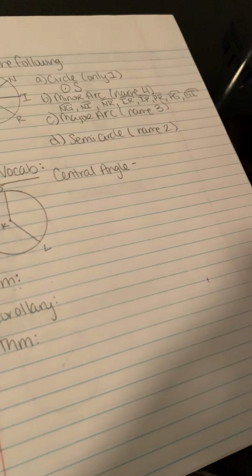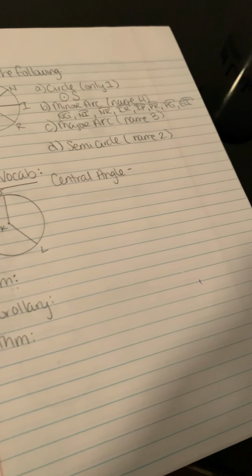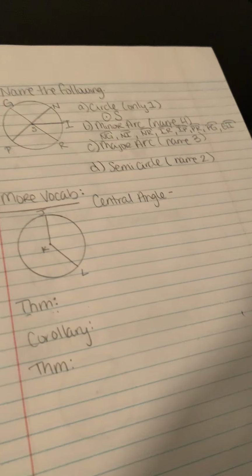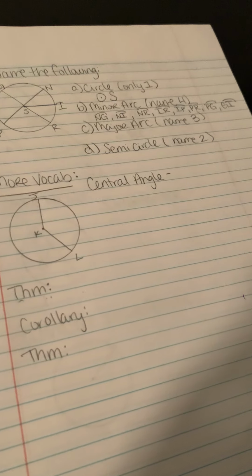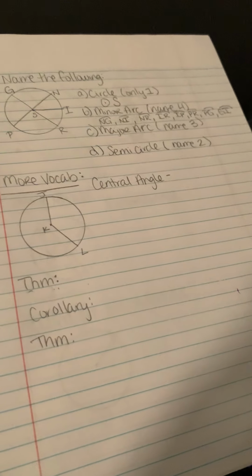For minor arc, there is not a big concern as far as what order you're listing them, just because there will always be 2 endpoints and the shortest distance between them.